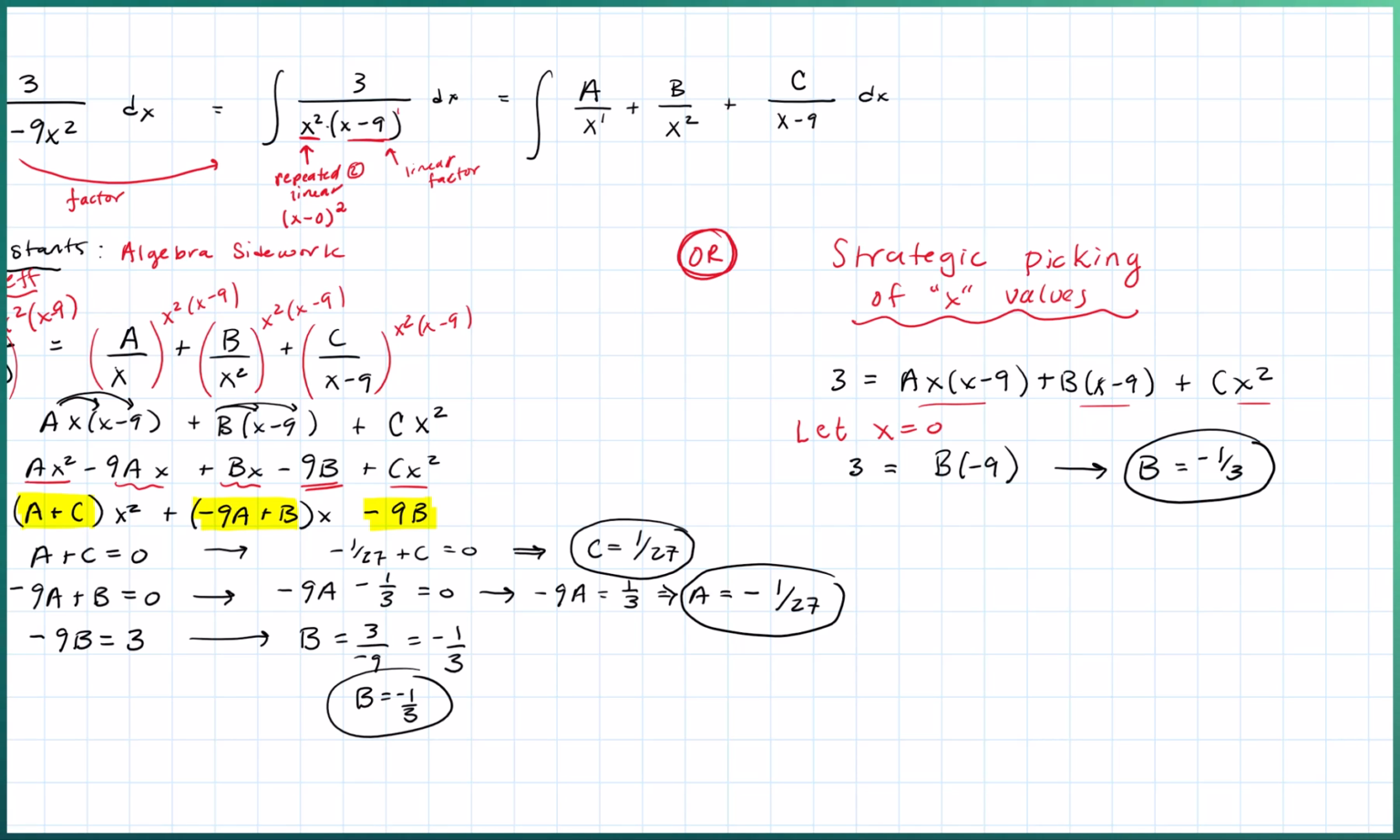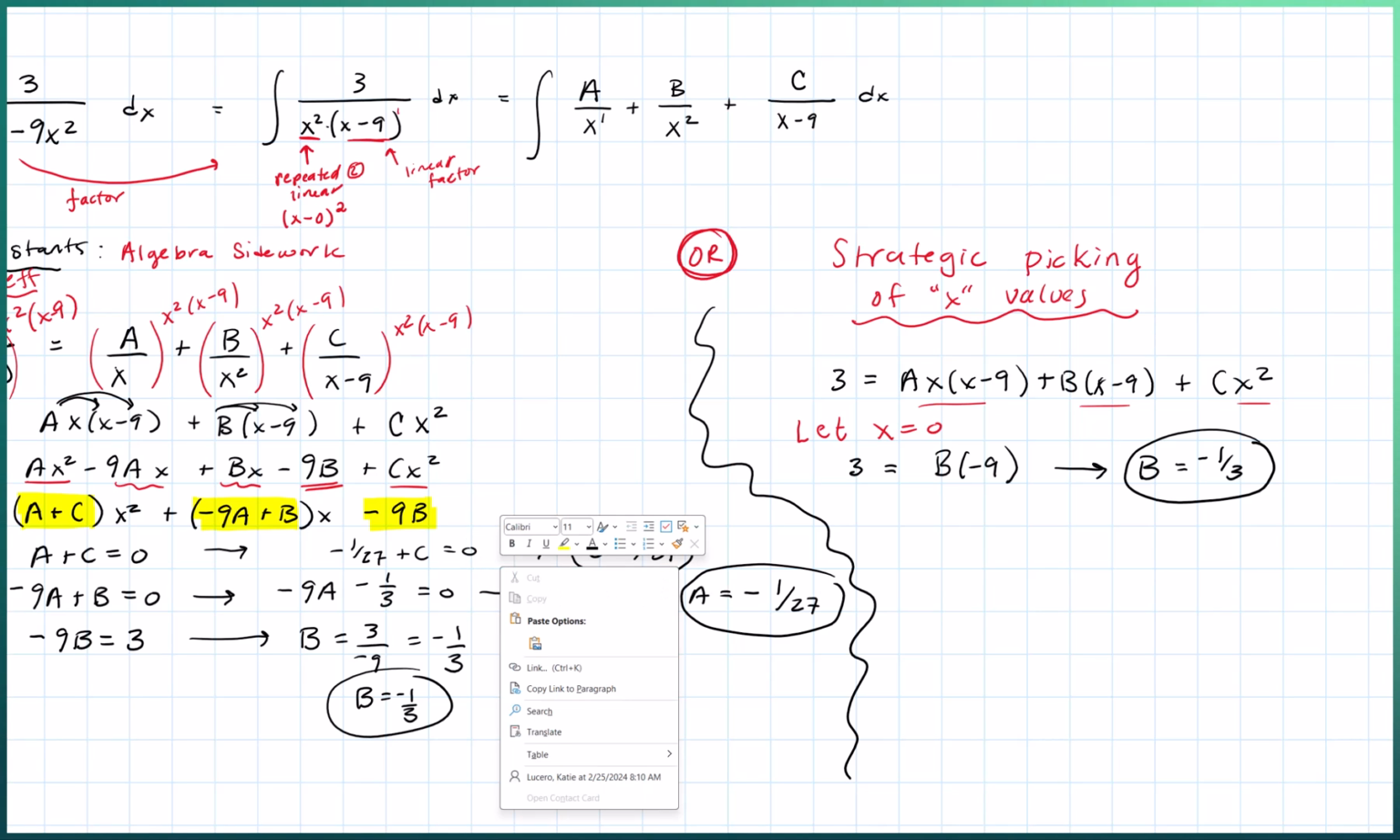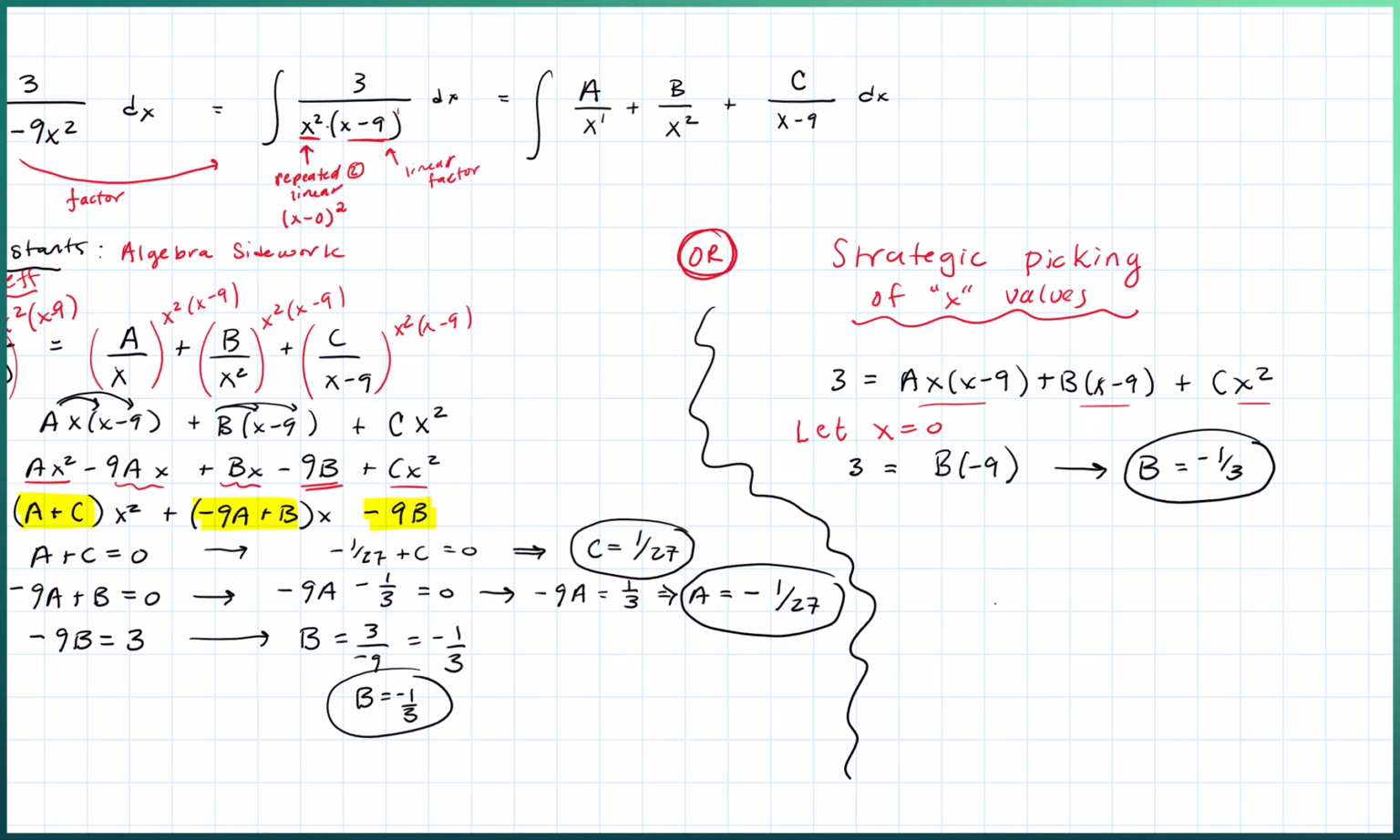Third, right? And again, notice the similarities. We're working our equation in a slightly different way, but we're getting the same constants. So we got b equals negative 1/3. Then we could pick 9. 9 will also zero out, if we let x equal 9.